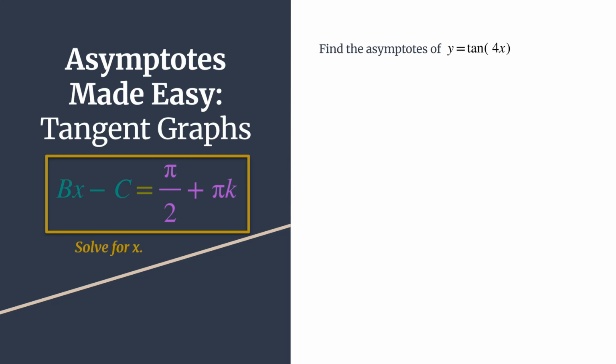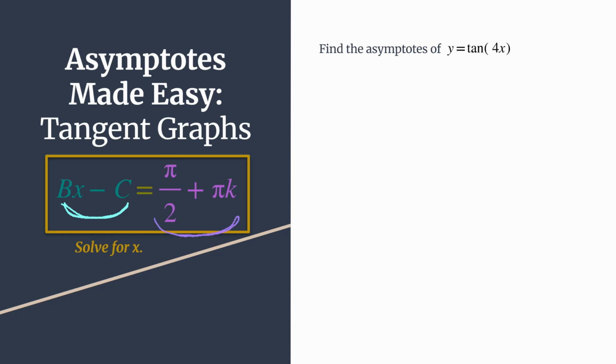Here's another example to show how easy it is to find vertical asymptotes of tangent equations. All you have to do is take your horizontal transformations, bx minus c. These are the inputs of your tangent function, what you find in the parentheses. Set those equal to the parent asymptotes of y equals tangent x.